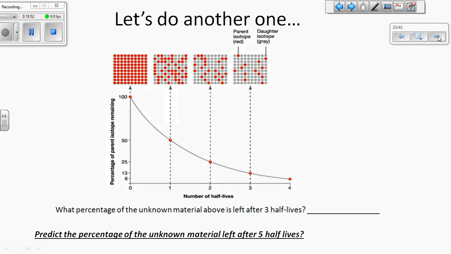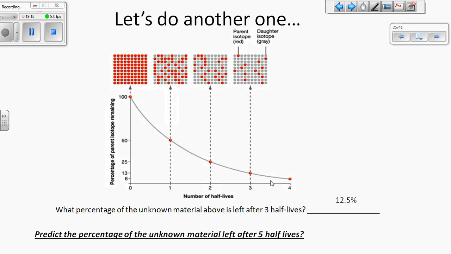What percentage of the unknown material above is left after 3 half-lives, okay? If you said about 12.5%, then you were correct. If you go right here to this line, this is 3 half-lives, okay? And you kind of trace it over here. It falls a little bit below the 13. It's kind of hard to tell on this graph, but it's about 12.5%.